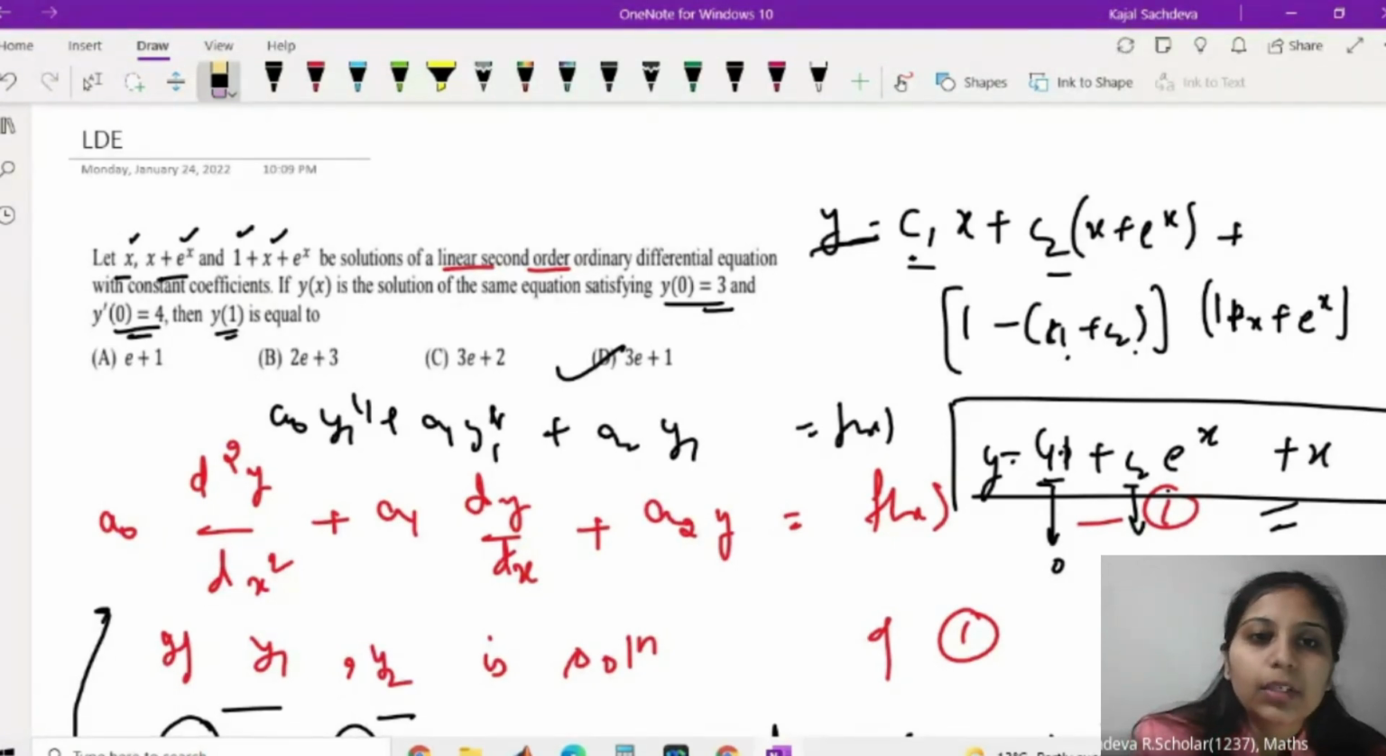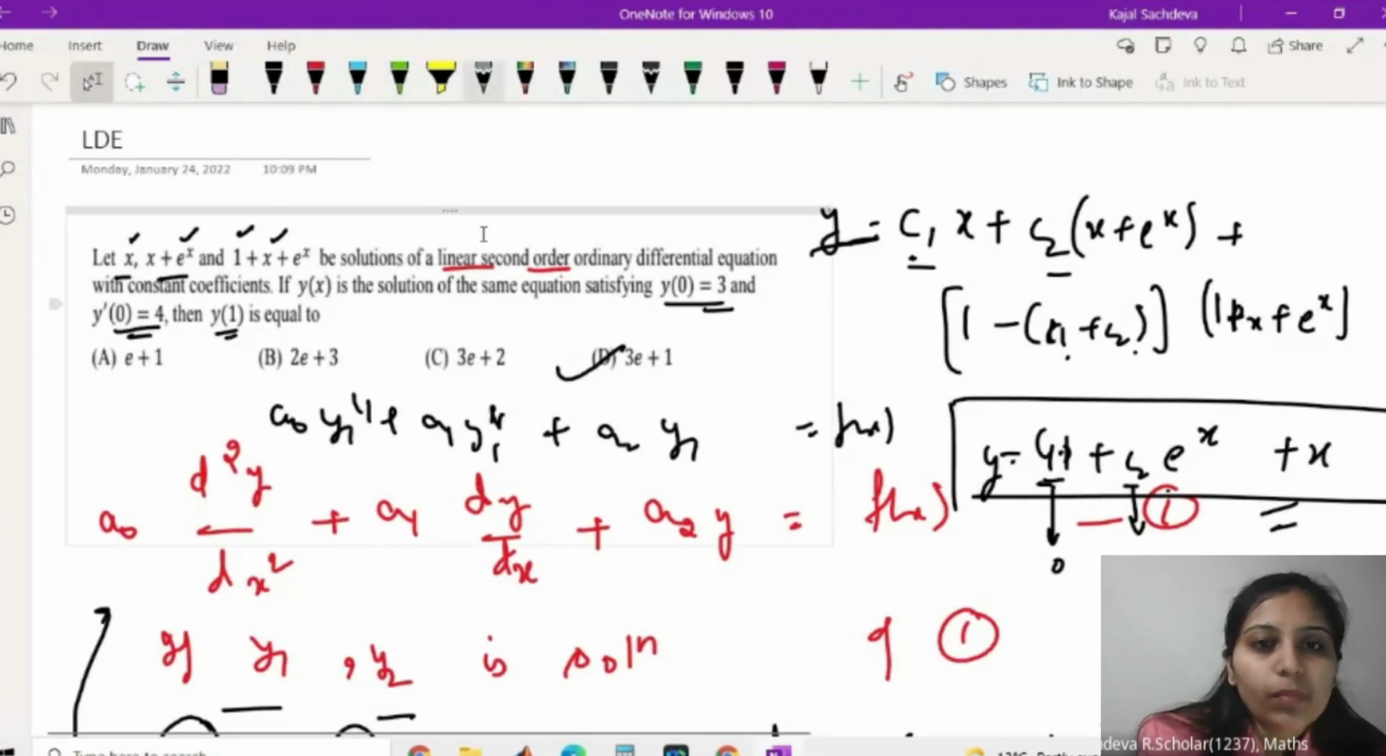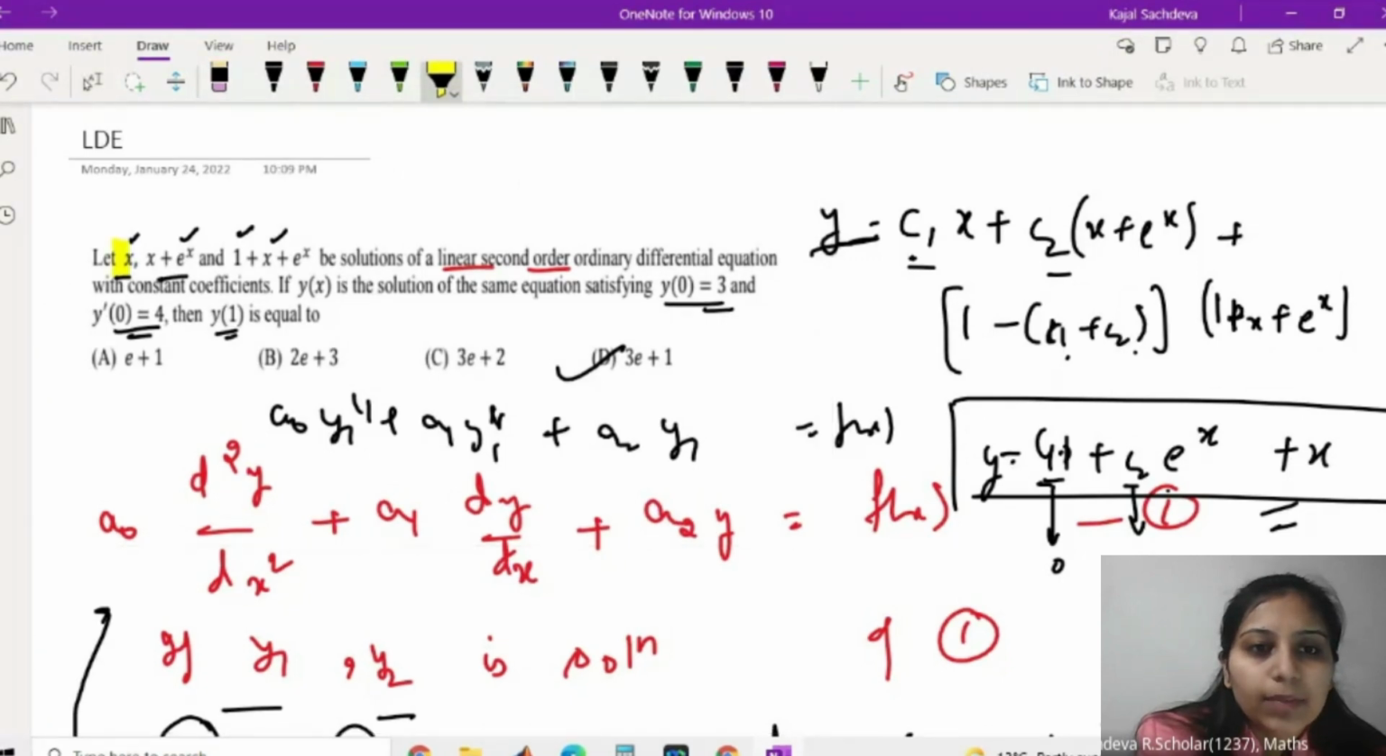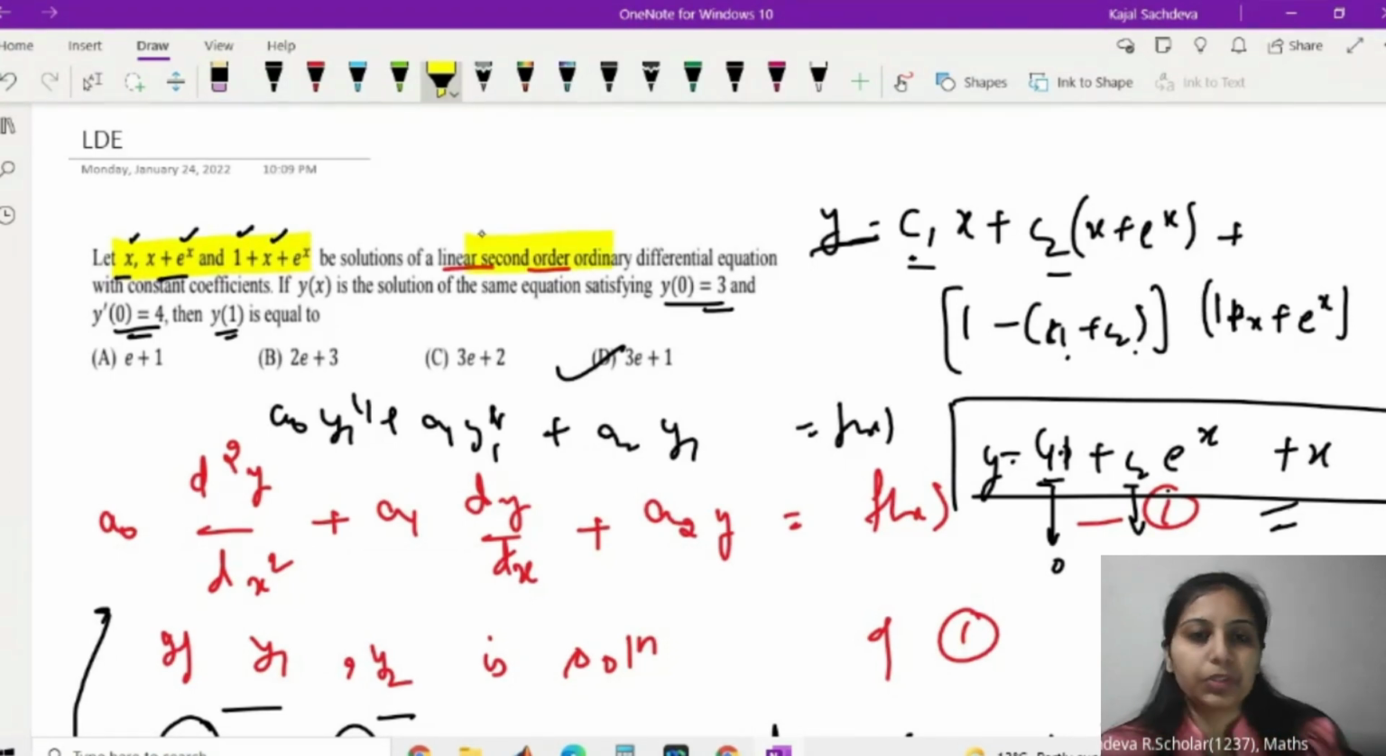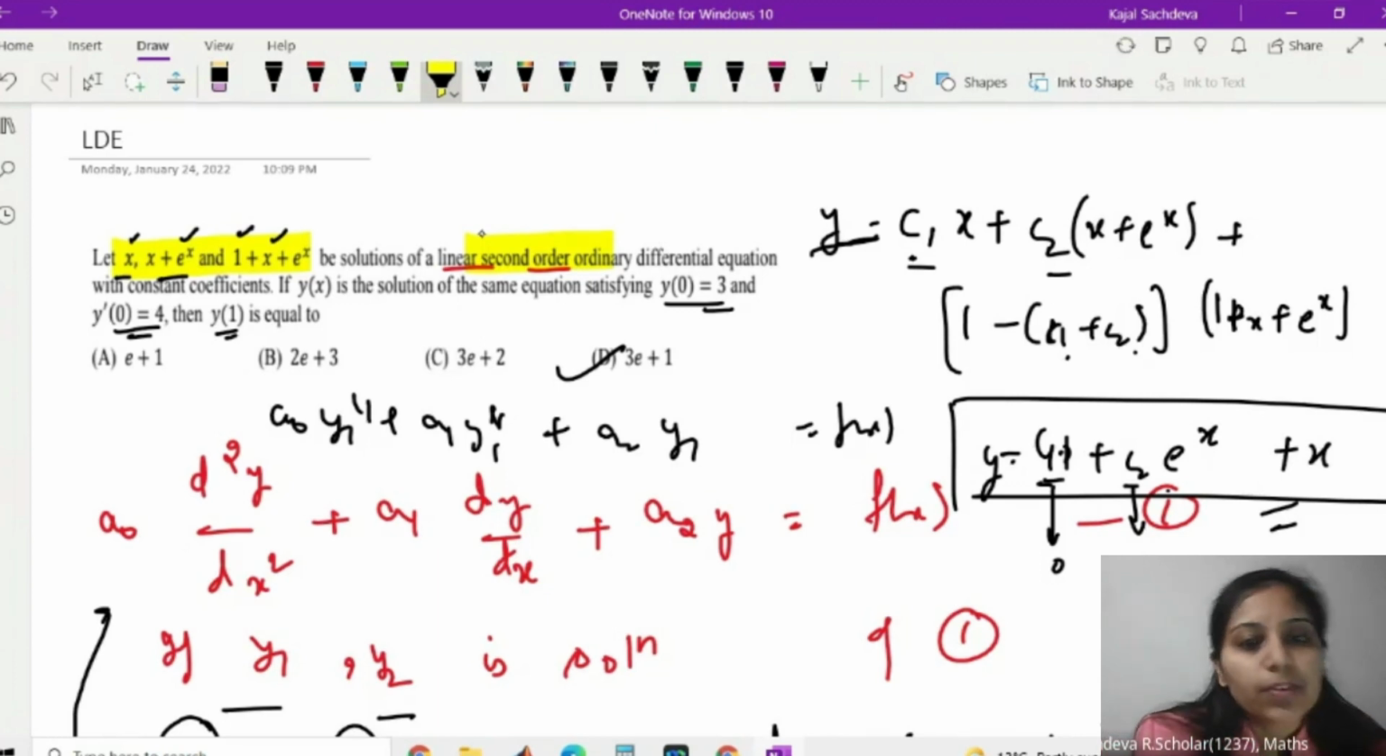We are saying that. So on the basis of this, in this question we have been given x, x plus e^x and 1 plus x plus e^x. These three are solutions of a second order linear differential equation. So a second order linear differential equation must have two constants. So based on this, in this case the combination when we write the solution, their sum must be 1. So if we are taking C1 with x, C2 with x plus e^x, then the third one must be 1 minus C1 minus C2.